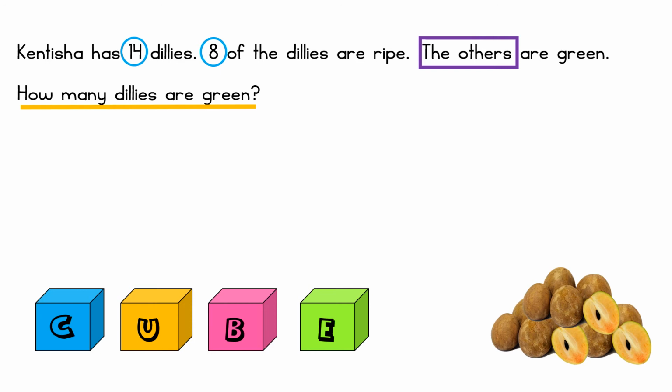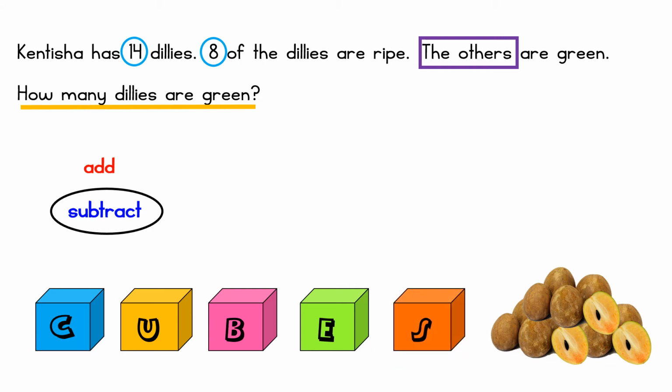We know that there are 14 dillies in all. We know that 8 of the dillies are ripe. What we need to know is how many are green. We need to know about the others. So we are looking for the difference between 14 and 8. This tells us that we are going to subtract. Using this information, we are ready to solve our problem. First, we will set up our subtraction number sentence. We know that we have 14 dillies.